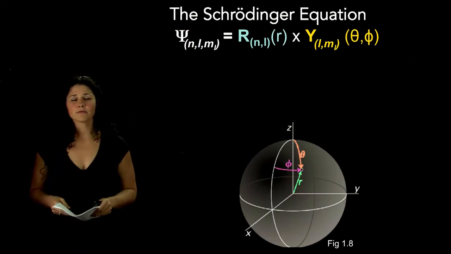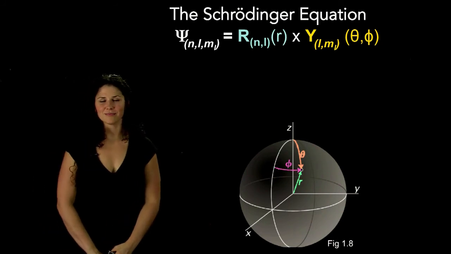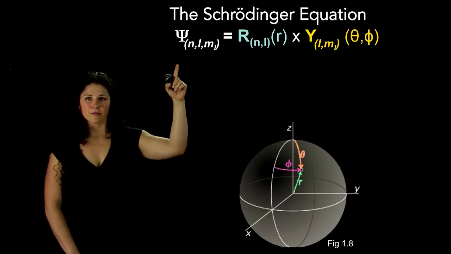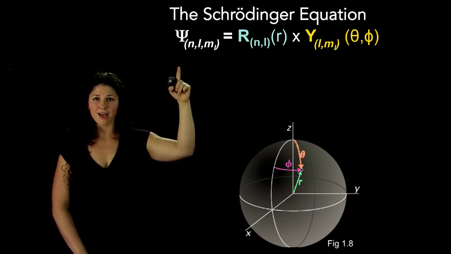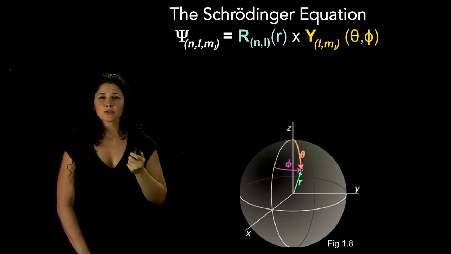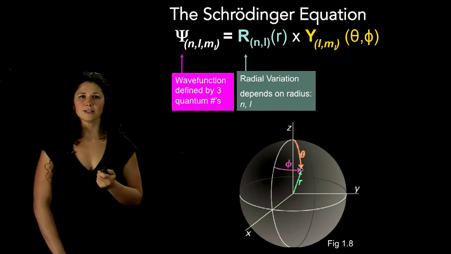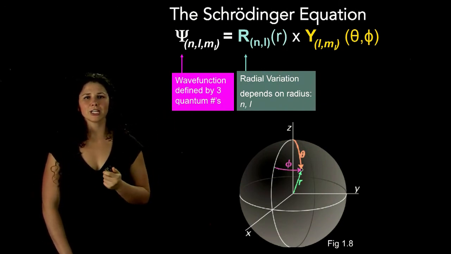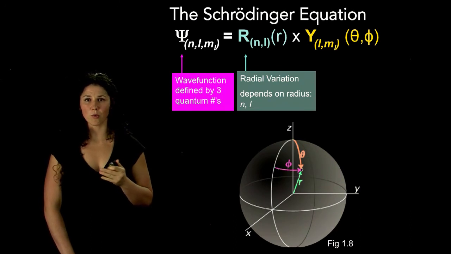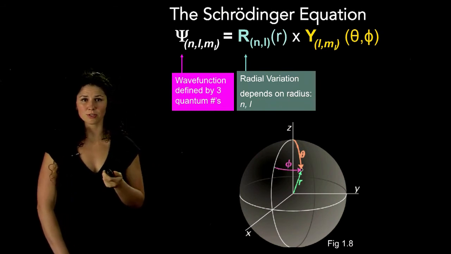Okay, so speaking of the radial and angular parts of the wave function, that's what we're going to talk about now. So this is the wave function, and the wave function depends on three quantum numbers, n, l, and m sub l. And it has a radial part and an angular part. So the radial part is the part that I'm showing in kind of the green color here. It's the radial variation, so it just depends on where you are or how far you are away from the nucleus. It depends on the radius. And this means that it depends on the quantum numbers n and l.